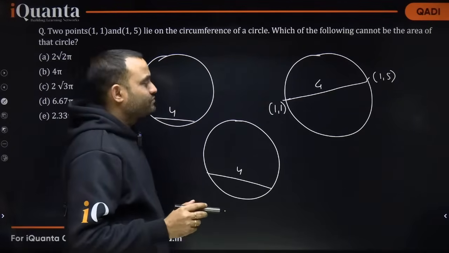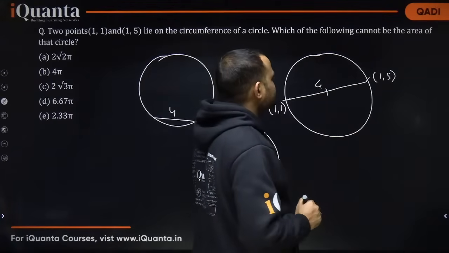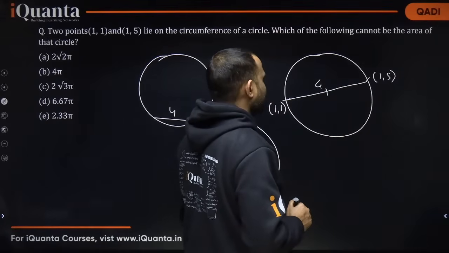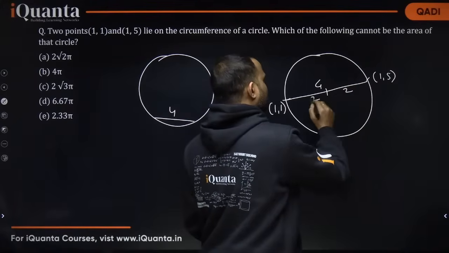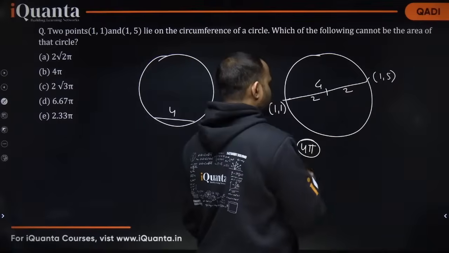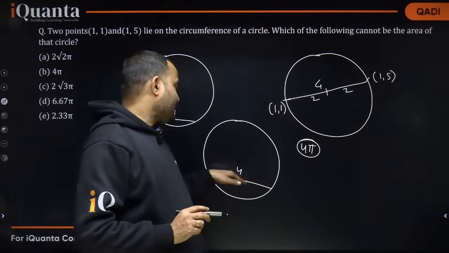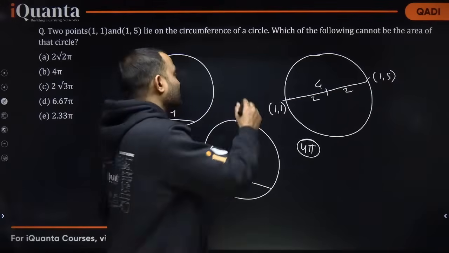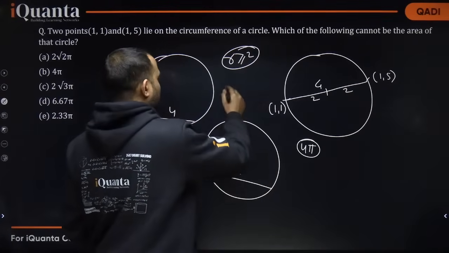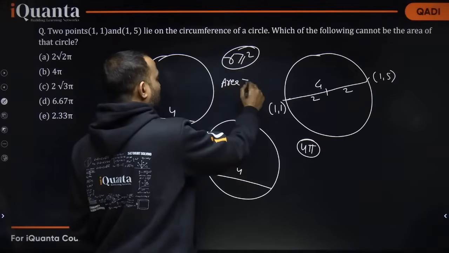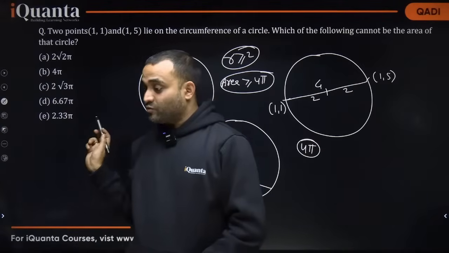Yes, so if this makes the minimum, then here the radius will be 2. In that case, the area will be 4 pi. In every other case, the area should be greater than 4 pi, correct? In this case, r will always be greater than or equal to 2, right? And then the area will always be greater than or equal to 4 pi, correct?